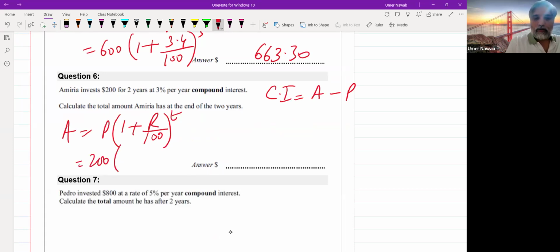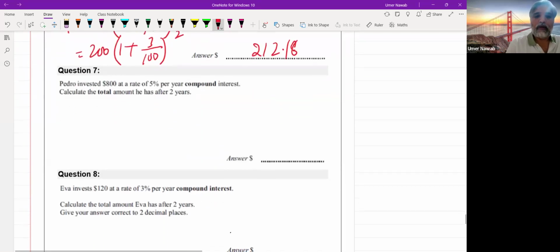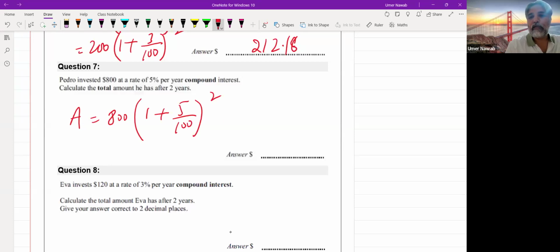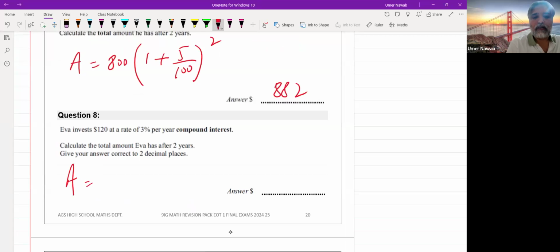So I'm writing here 200, 1 plus 3 over 100 raised to power 2. That gives me 212.18. Okay. Next, A is equals to 800, 1 plus 5 over 100 raised by 2. Write it in the calculator. You get 882. Next, A is equals to 120, 1 plus 3 over 100 raised by 2. Calculator will give you 127.3. Okay.